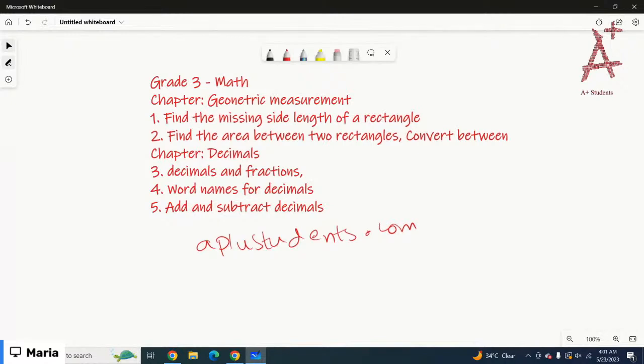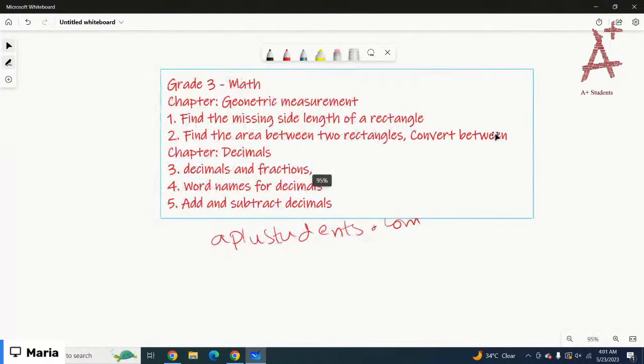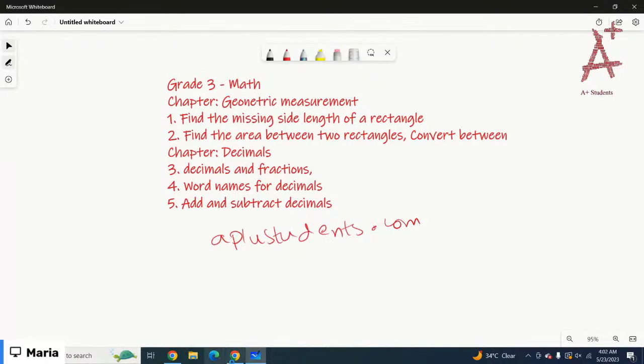We're going to start with the chapter geometric measurement, and the lessons we're going to cover today are find the missing side length of a rectangle, and find the area between two rectangles. Then we're going to start the new chapter, decimals, and the lessons are convert between decimals and fractions, word names for decimals, and add and subtract decimals. Let's just start with the first lesson, find the missing side length of a rectangle.